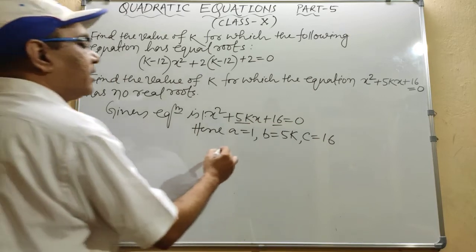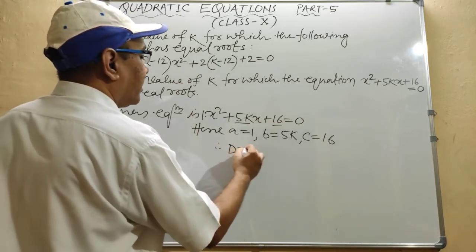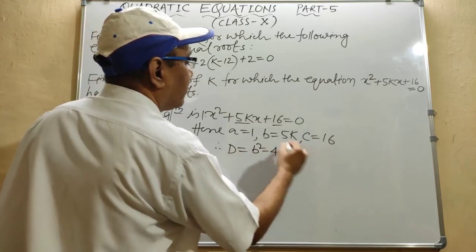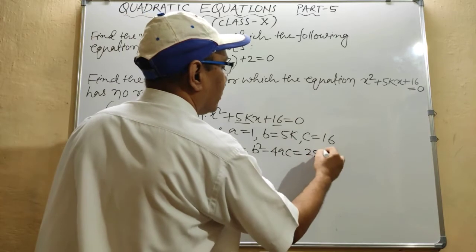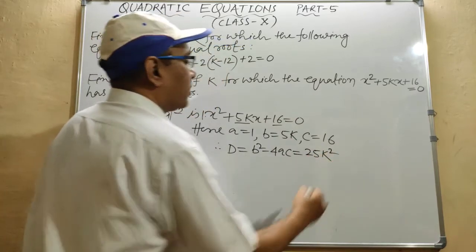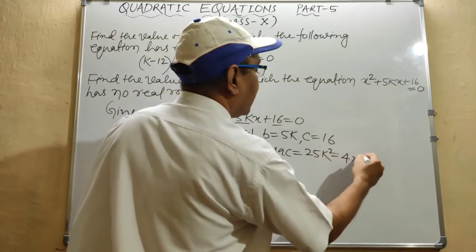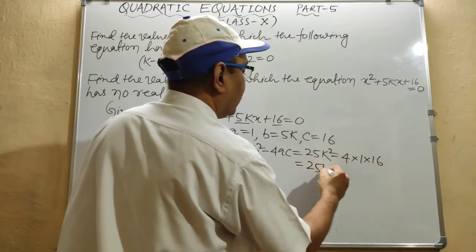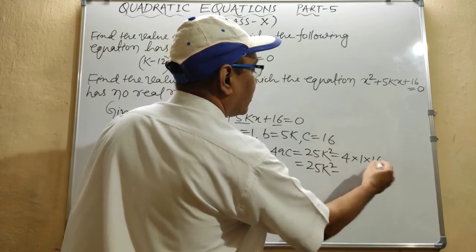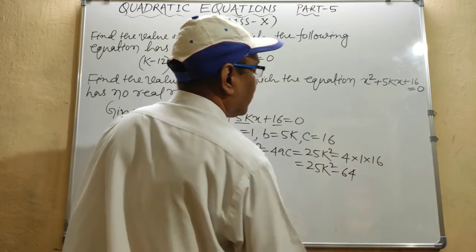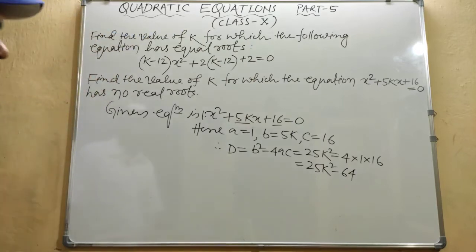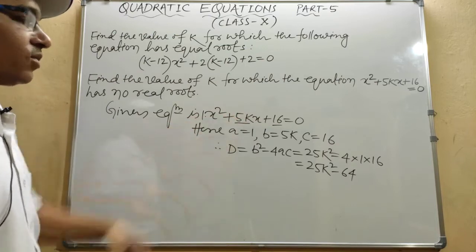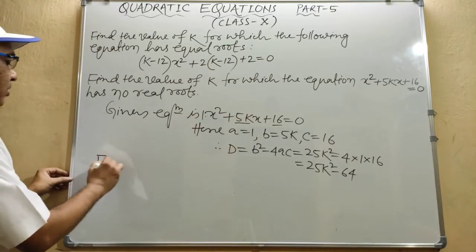You find d. First of all you will find d. d is b square minus 4ac. b square, 5k square, 25k square, minus 4ac. a means 1, c means 16. So it is 25k square minus 64. This is your d. Okay, question is, this equation has no real roots, means both the roots are imaginary.